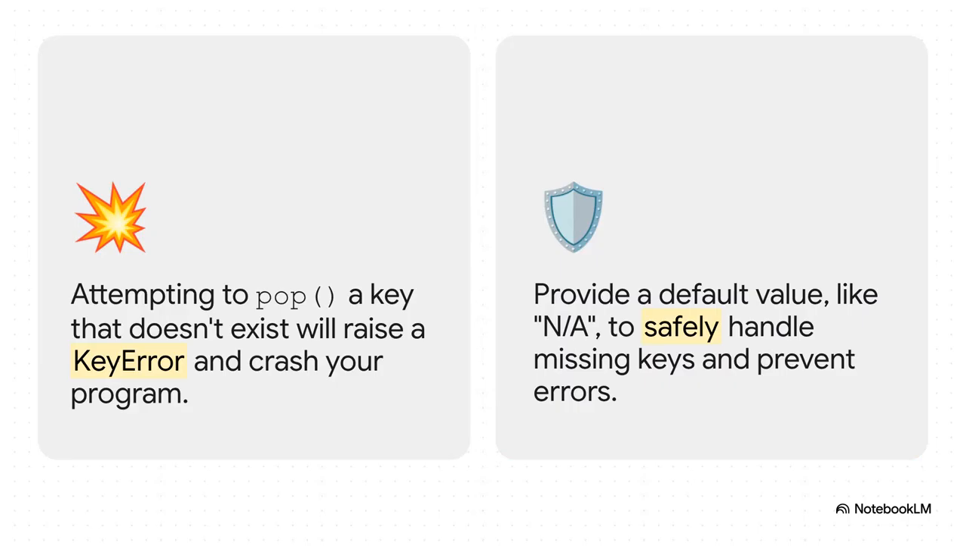Okay, but here's a really important question. What happens if you try to pop a key that isn't actually there? Well, on the left, you can see the risky way. If we try to pop color and it doesn't exist, boom, our whole program crashes with a KeyError. Not good. But now, look at the right. Here's the pro tip that'll save you a lot of headaches. Pop can take a second argument, which is a default value. So if we try to pop color but give it "NA" as a backup, no crash. It just calmly returns NA and our code just keeps on running. This is an absolutely fantastic way to write safer, more robust code.